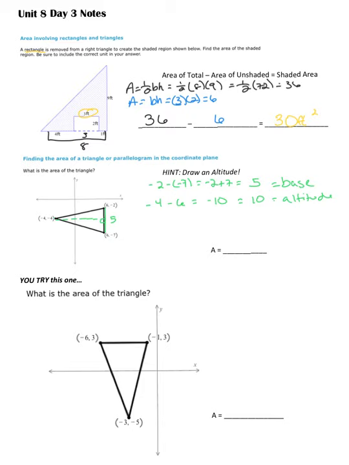So there's my base, there's my altitude. Now let's do my formula, and I'll do that in a different color. 1/2 times 5 times 10 equals 1/2 times 50 equals 25 units squared. So I don't need to see the lines on a coordinate plane. I can do it mathematically. I find the distance between coordinates. I look at my picture.